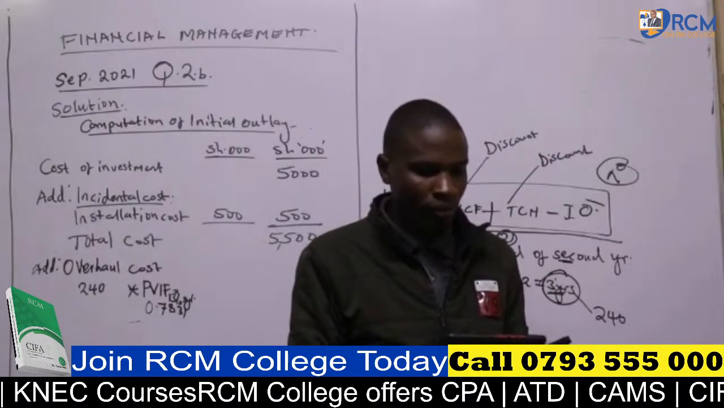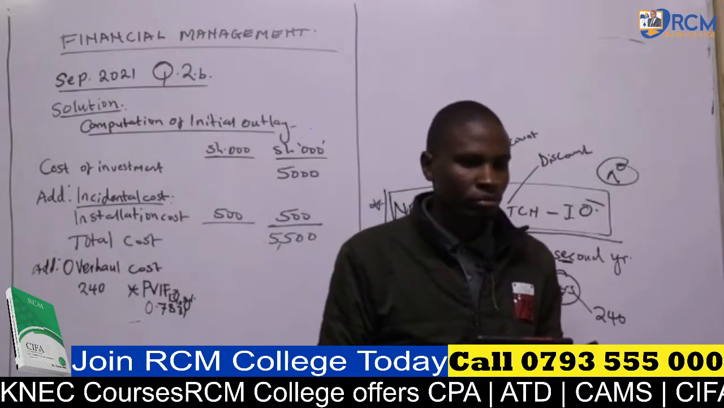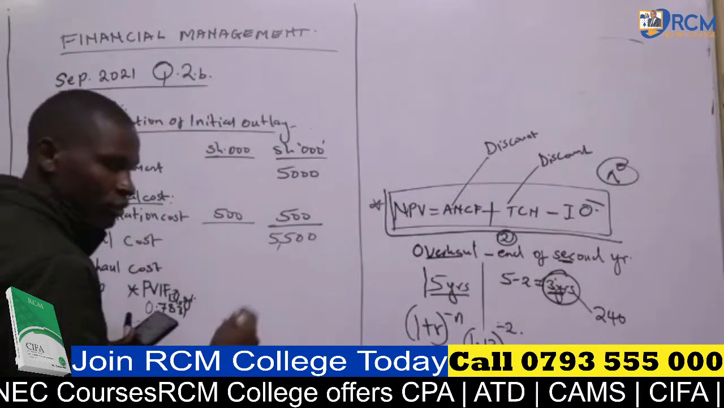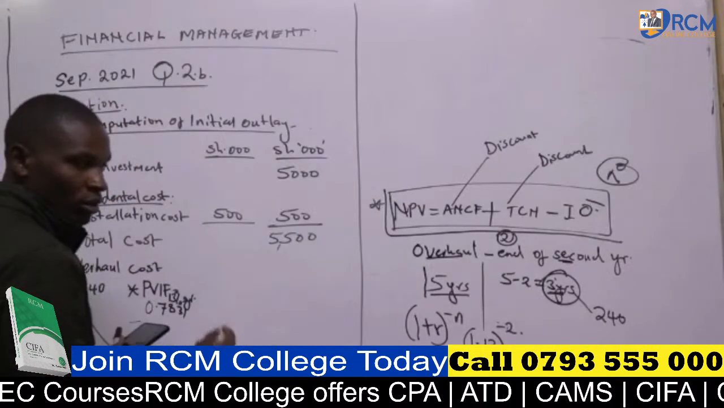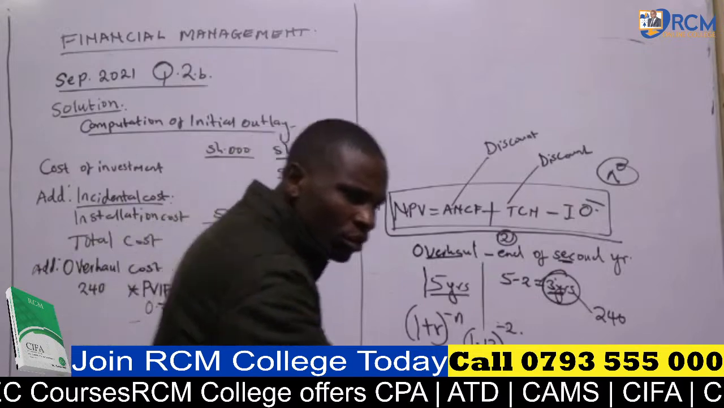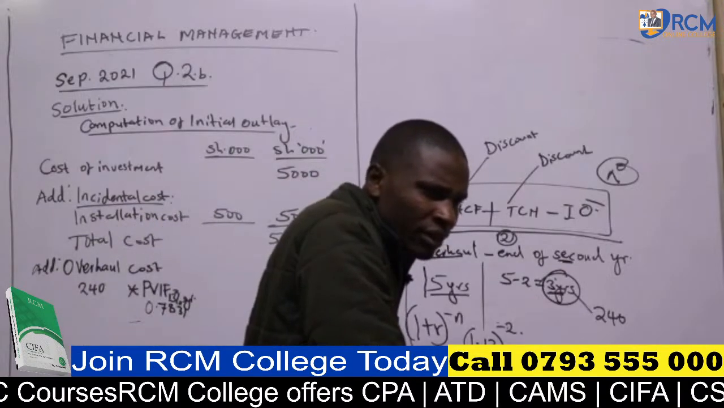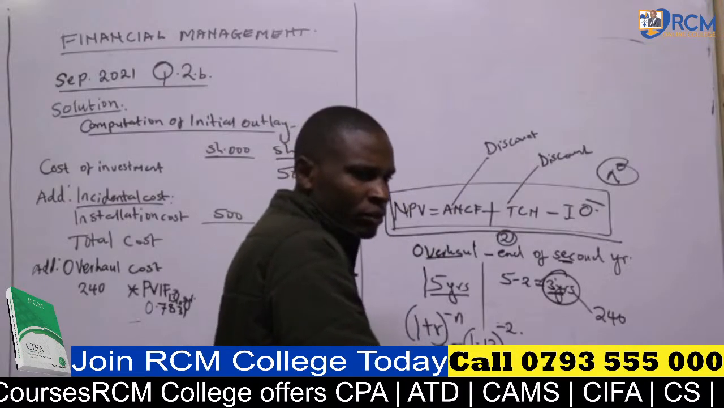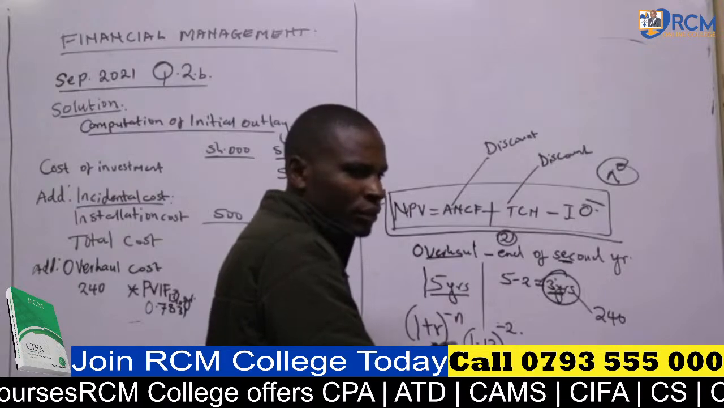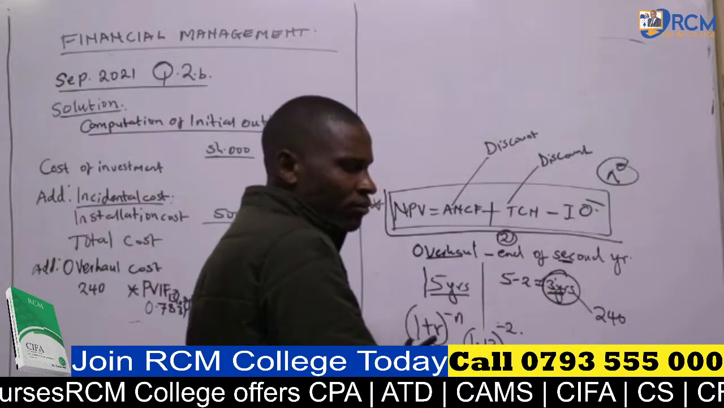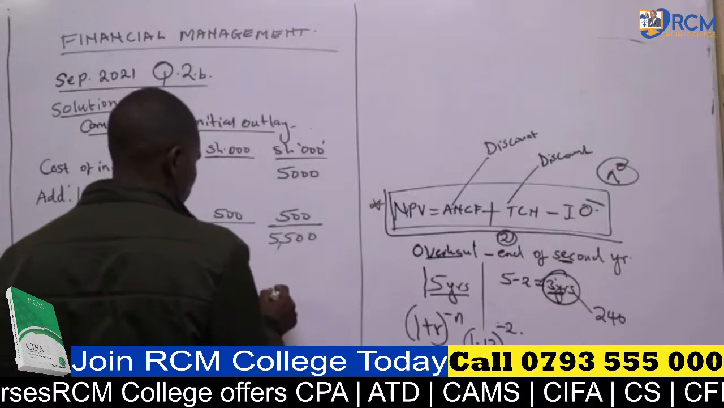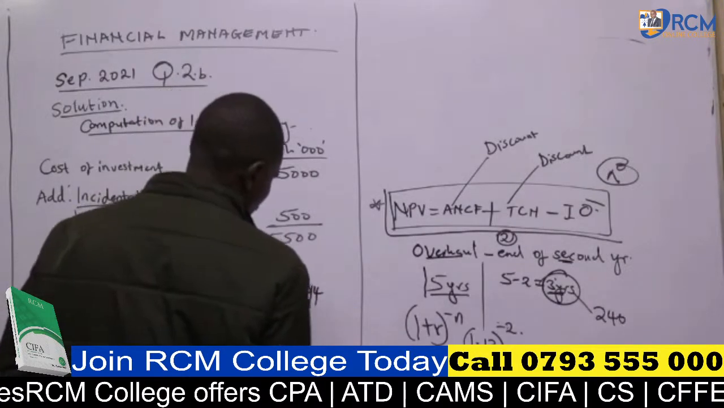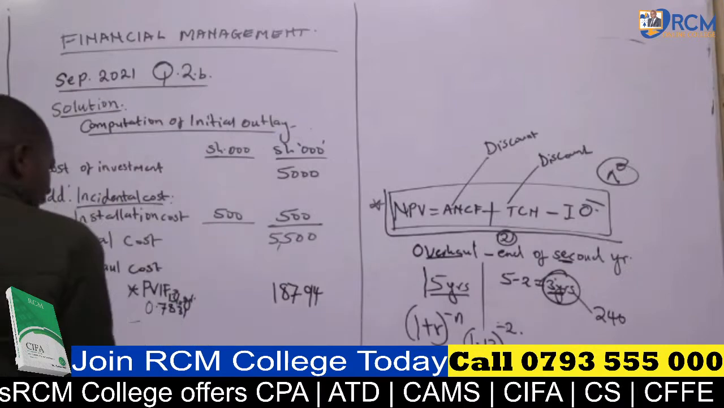Mnapata ngapi? And let's try to be a bit fast. Give me the overhaul. So you're getting 187. Have you multiplied by 240? I've not followed the instruction. Multiply by 240. 187.944. 187.94. That is okay. Then we add working capital.